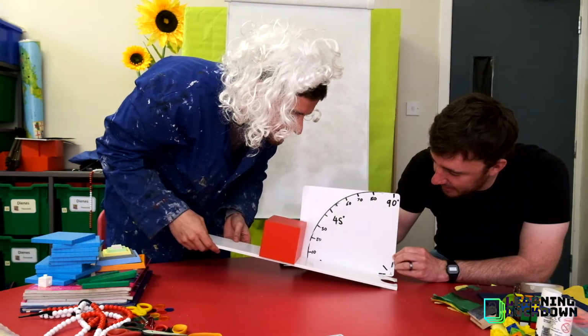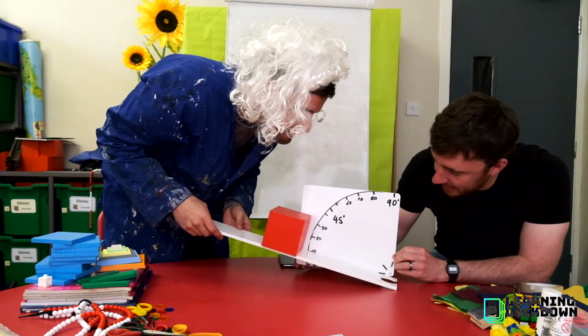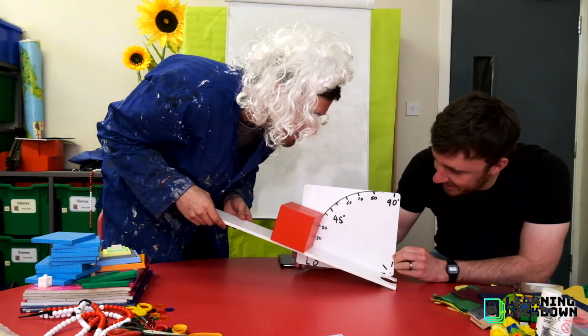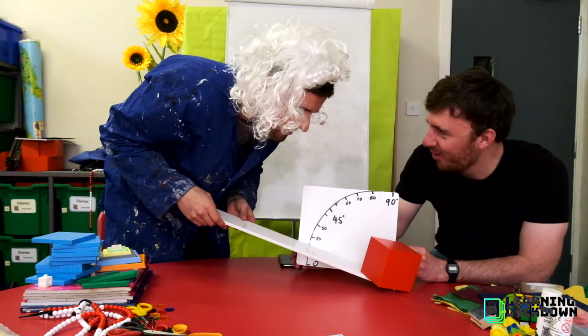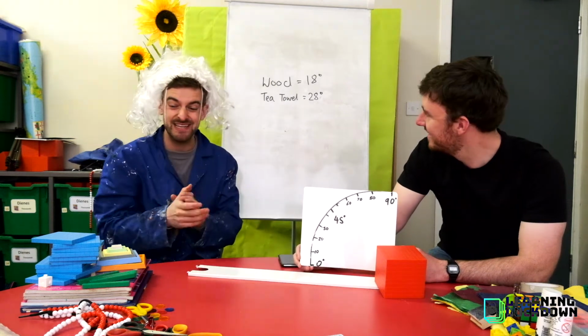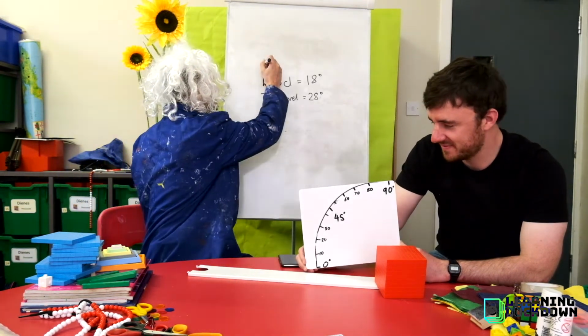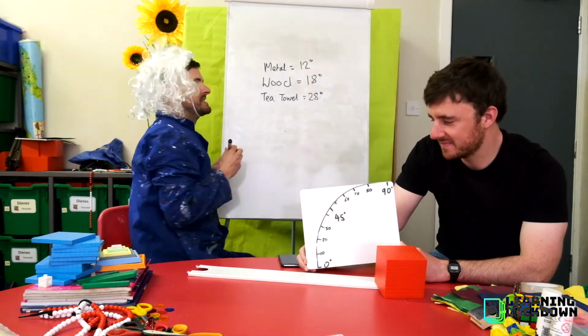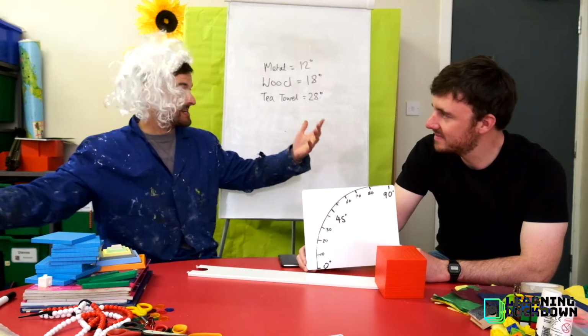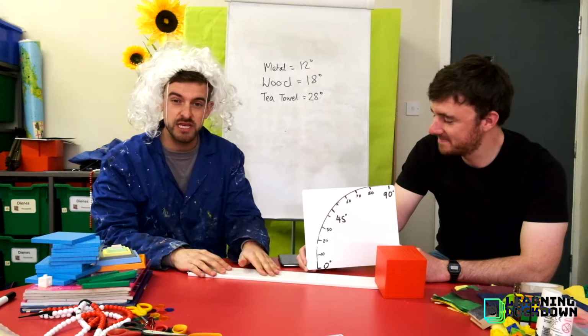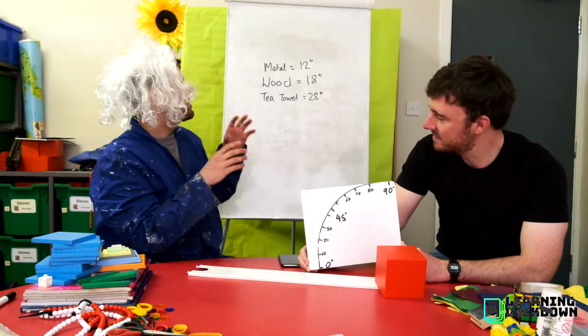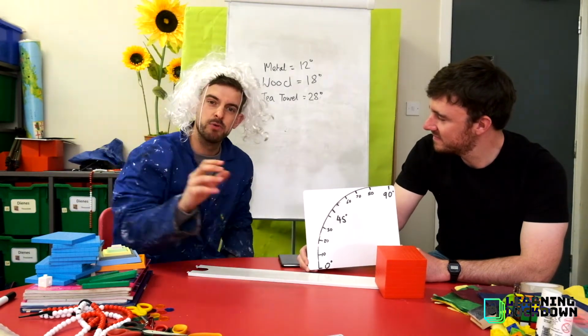0, 5, 10. Oh! Not even 15 degrees. I would say it was around about roughly equal to 12 degrees. So the metal was 12 degrees. So my prediction was correct. The smoothest surface, which was my metal, generated less friction, so the block moved more easily.